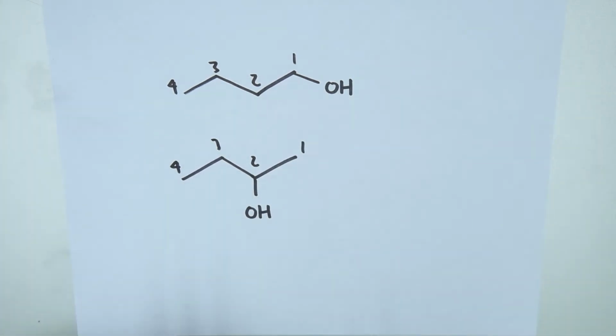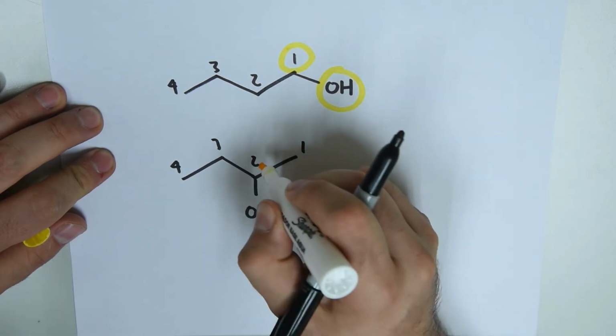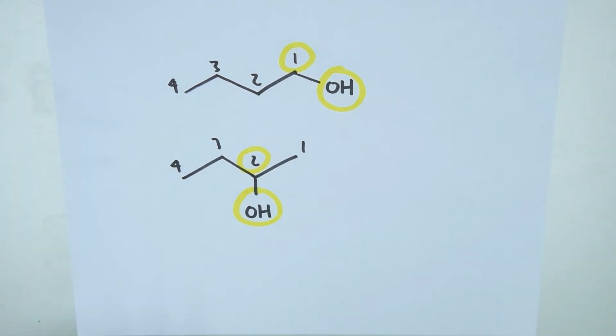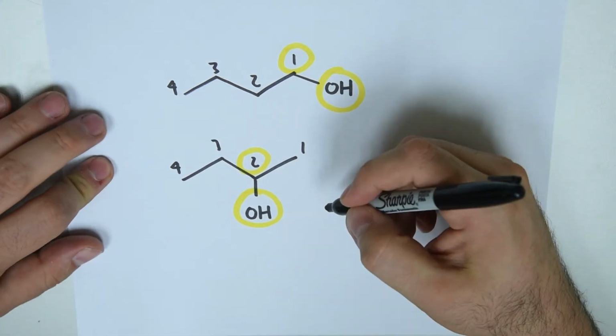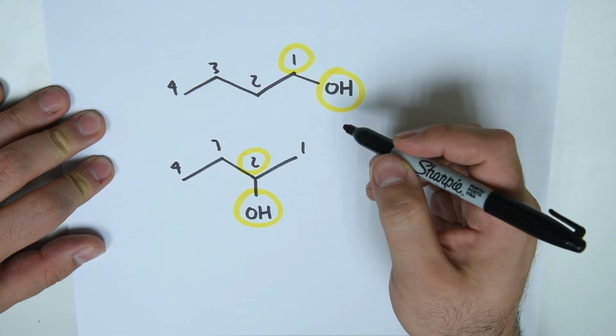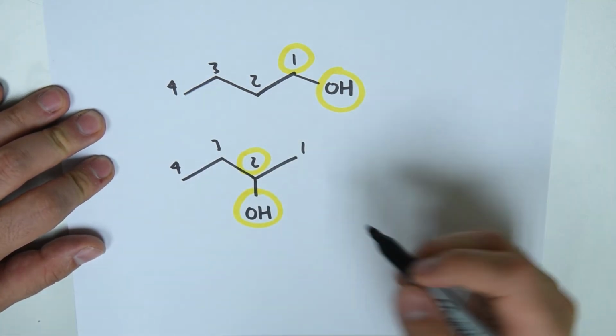Remember, the hydroxy or the functional group is the star of the show, so it must get the lowest number possible wherever it's located on the chain. However, these are positional isomers. This means that the hydroxy group is attached at a different position on the chain. However, the molecular formula is going to be the same.